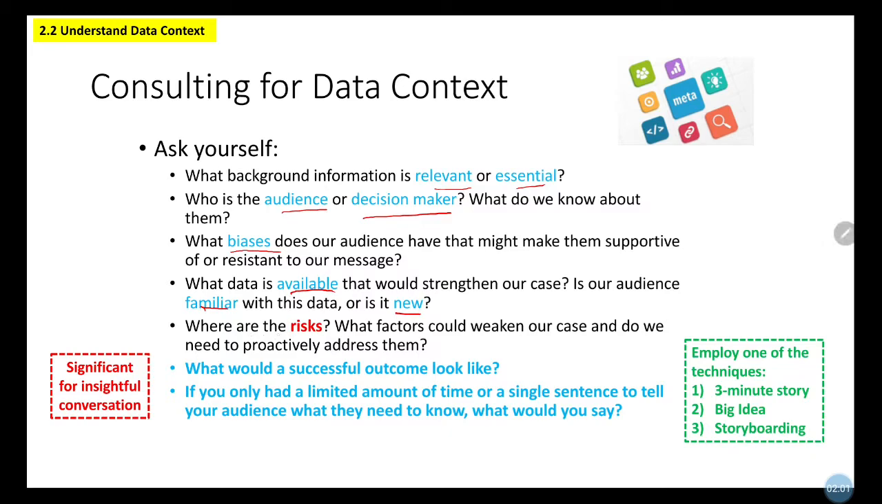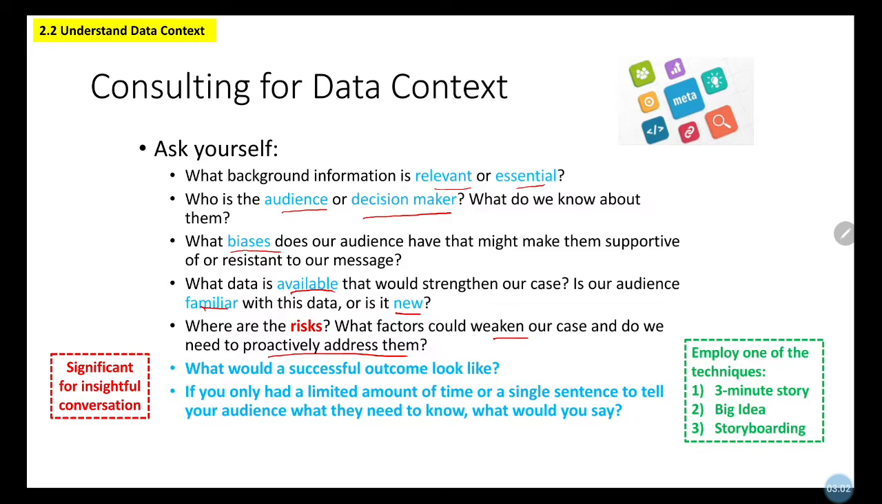And then you also have to ask yourself, where are the risks? What factors could weaken our case, and do we need to proactively address them? So consider the risk of each data. You have to go through the subject matter of the data, because if you don't have all the answers, the audience will come back to you and maybe say they are not sure about what you are presenting. Maybe there are some mistakes, you are not showing the right information, it's not 100% accurate. That's why we have to justify ourselves with all these questions, so that it helps us ensure that we have the right data context.